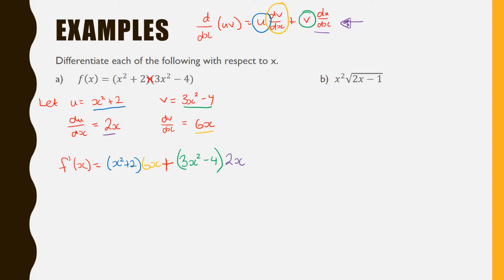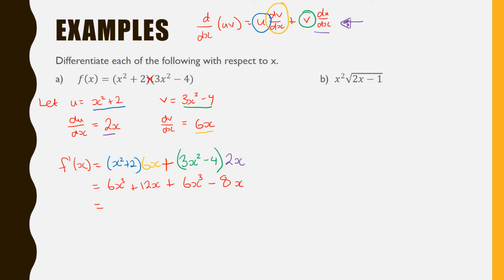We can simplify this somewhat, and something to remember, while I often say there's no need to expand unnecessarily, we really need to give our answers as either fully expanded or fully factorised. In this case, our answer is a little bit of both. It's not quite expanded, it's not quite factorised. So if I expand, I would get 6x multiplied by x squared gives me 6x cubed, plus 2 times 6x is 12x, plus expanding the second, 2x times 3x squared gives me 6x cubed, minus 4 times 2x is 8x.